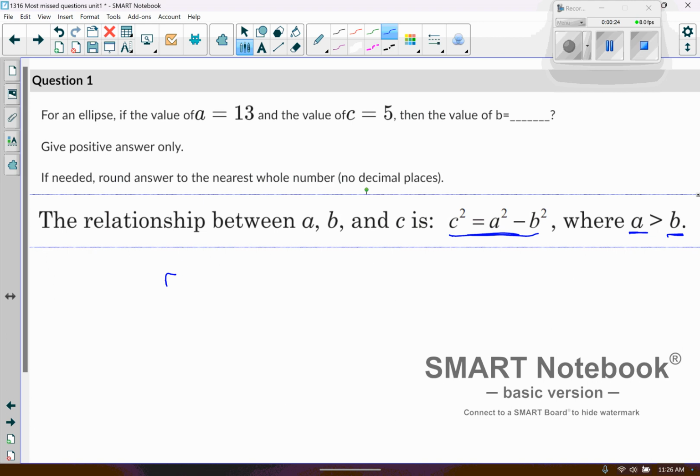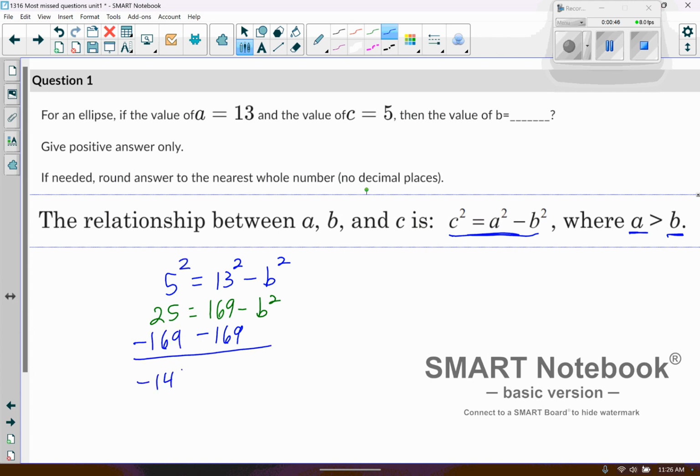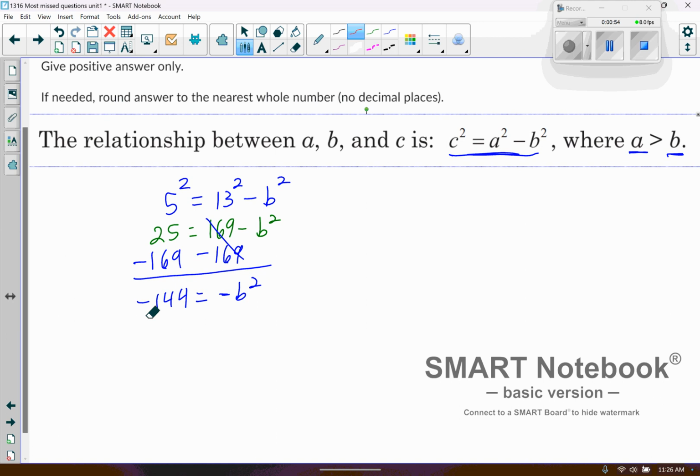So let's see, for C, we're going to have a 5. So 5 squared equals A squared, which is 13, then minus B squared. So from here, let's see, we're going to get 25 equals 169 minus B squared. Then we'll subtract 169 from both sides. And we get negative 144 equals negative B squared. And then to cause a sign change, you can multiply or divide by negative 1. That'll cause a sign change for me. So I end up with 144 equals B squared.